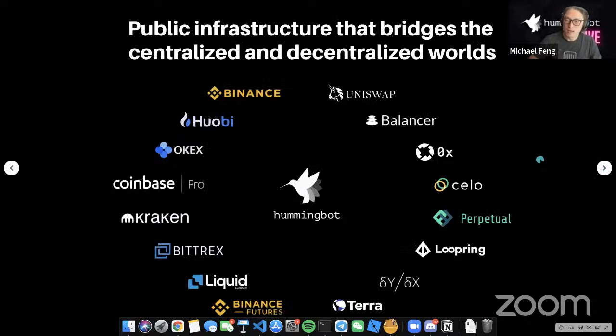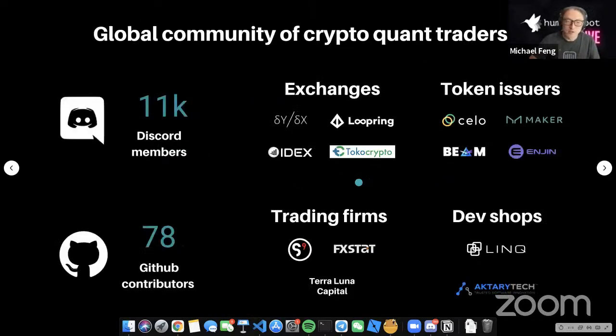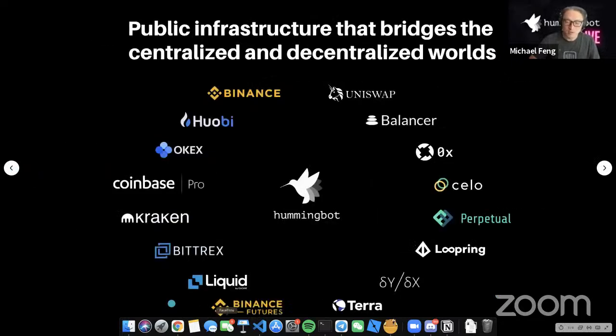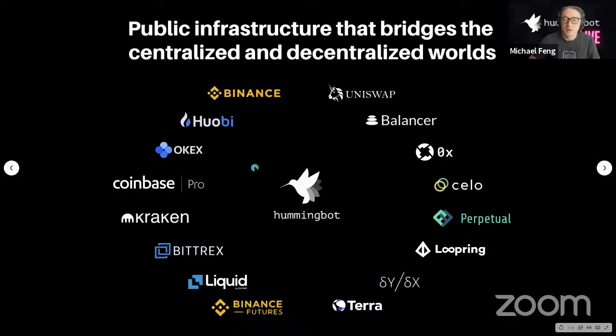So Hummingbot today is an open source trading client, and the main purpose is to allow traders to trade on different centralized and decentralized exchanges without having to build connectors into all of these different exchanges.